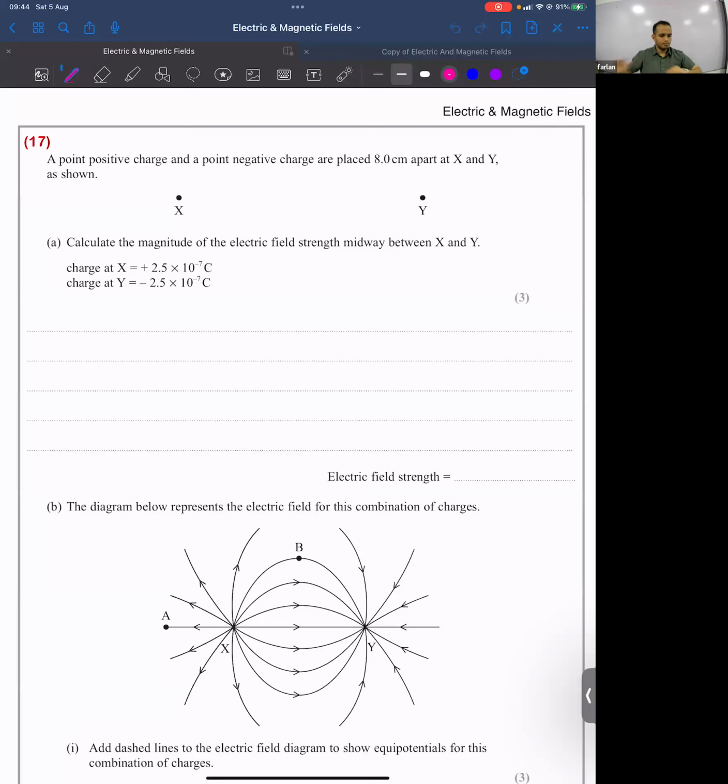A point positive charge and a point negative charge are placed 8 centimeters apart at point X and Y. Calculate the magnitude of the electric field strength midway between X and Y. The charge at X is given, charge at Y is given. X is a positive charge, Y is a negative charge.